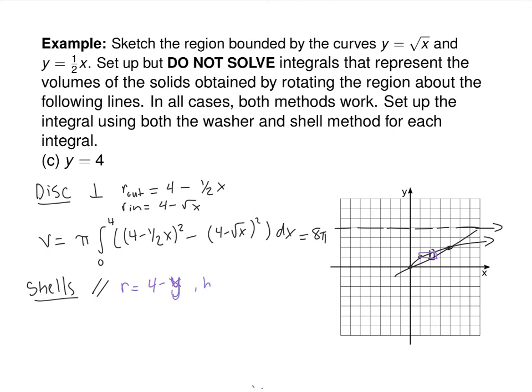And your height will equal rightmost minus leftmost. So 2y minus y squared. So there the volume is 2 pi integral 0 to 2, 4 minus y times 2y minus y squared dy. And assuming you've done it all right, that should also give you 8 pi.